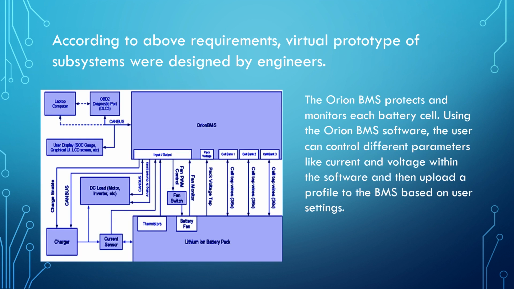And this prototype is the connection of the BMS. The BMS can protect and monitor each battery cell, and using the BMS software, the user can control different parameters like current and voltage within the software, and upload the profile to the BMS based on user settings.